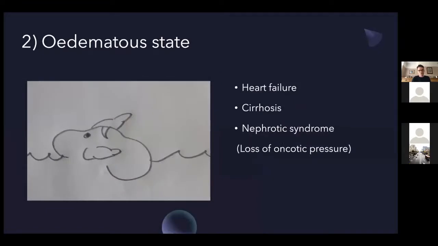Okay, he's fallen in now, his boat's sunk, and he's taken on water. So this represents an oedematous state. So you've got heart failure, cirrhosis, and nephrotic syndrome, which can cause an oedematous state. The thing to think about here is the loss of oncotic pressure in cirrhosis and nephrotic syndrome. So intravascularly, you're seeing a shift of fluid to third spaces. You're getting less intravascular volume and less perfusion of the kidney. So it's all about perfusion.